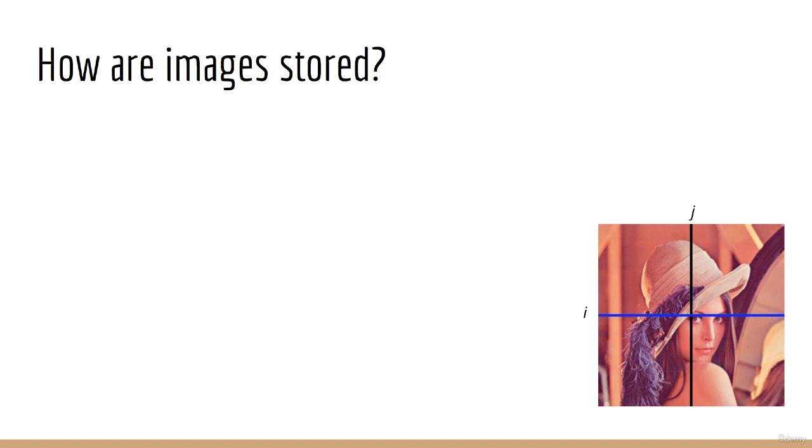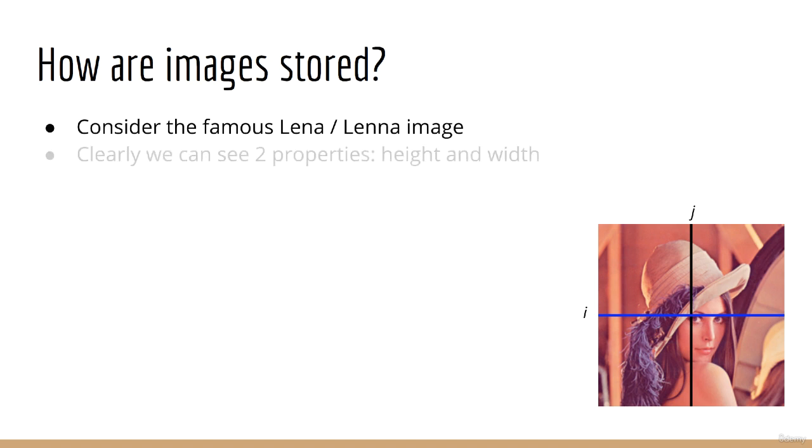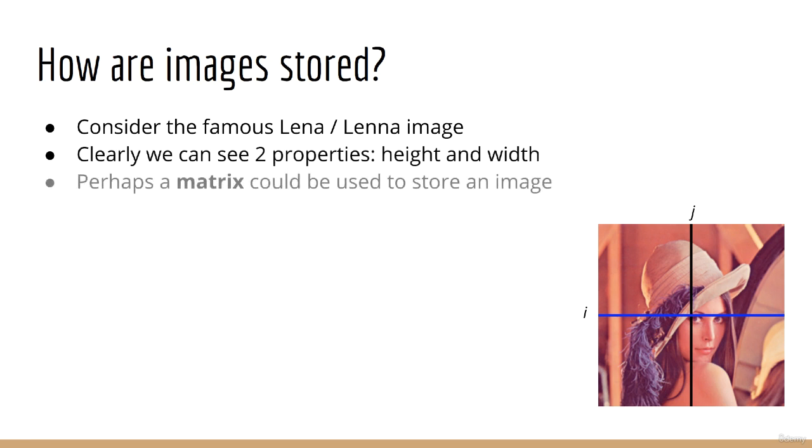As usual, we're going to start by doing the dumbest thing possible. But first, we have to understand how images are represented in a computer in the first place. So if we just look at an image, let's say the famous Lena image, we can see that the image has two properties, height and width. Therefore, your first thought might be, let's store this in a matrix. The next question is, what do we store in this matrix?